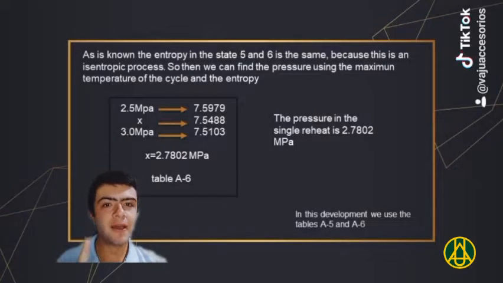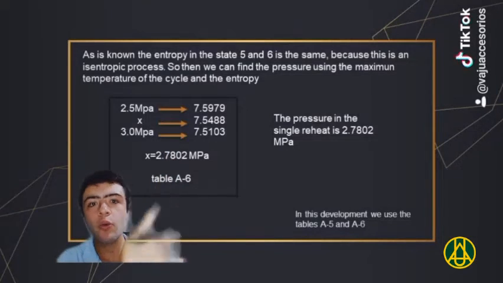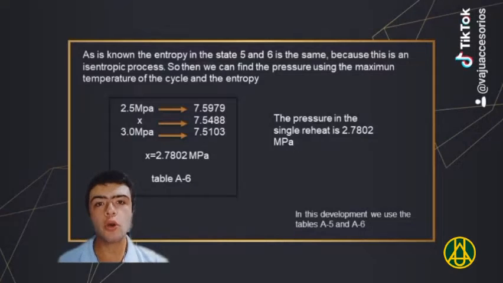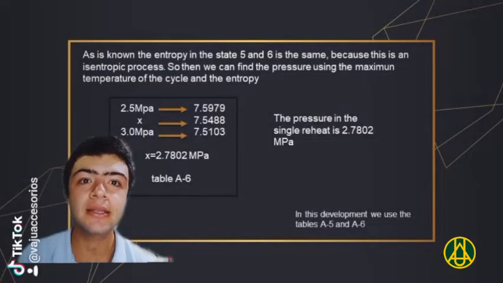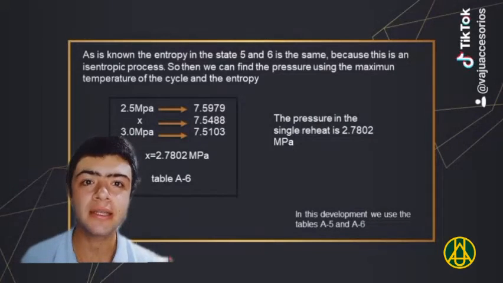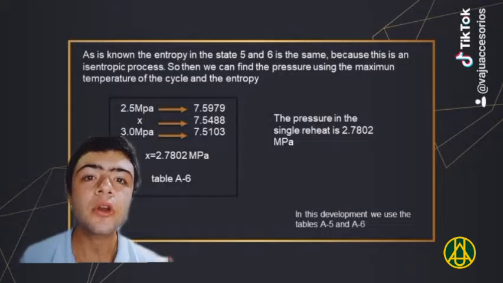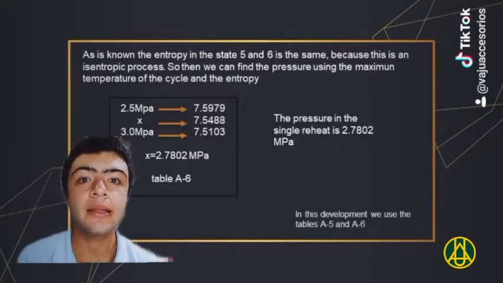the state 5. Here we can look how we find that value. We make an interpolation in the pressures of 2.5 and 3 megapascals. With that interpolation, we obtain that our pressure of single reheat is 2.78 megapascals. That information is obtained of the table A6 of the steam tables.